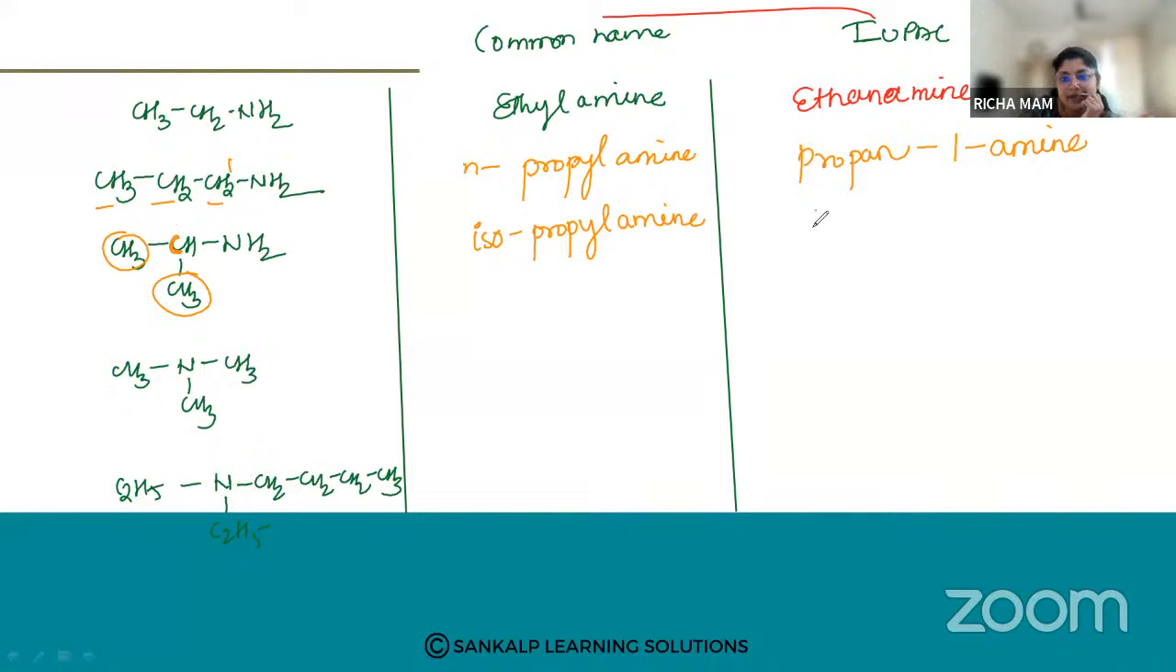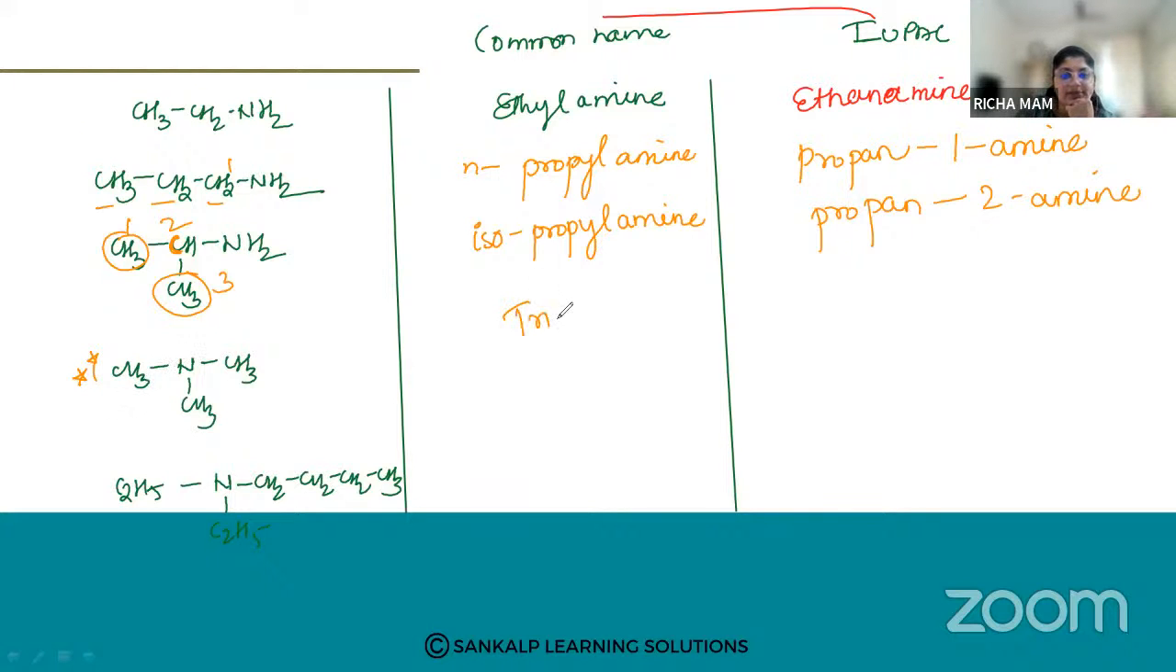It is propane, three carbons. So one, two, three. At the second position you have an amine group. So it is propan-2-amine. Okay, next compound, very important. Mark this as important.